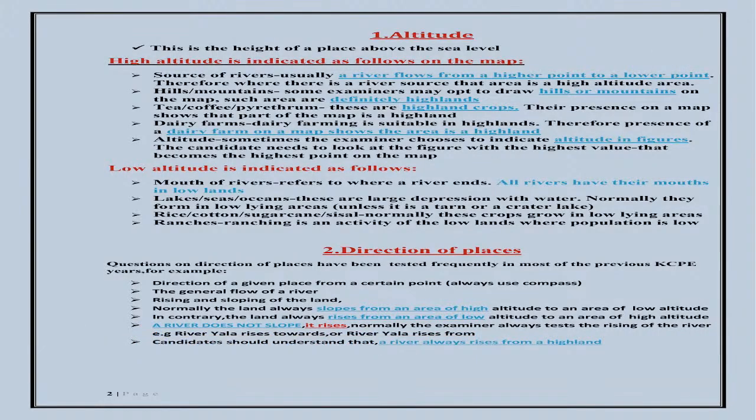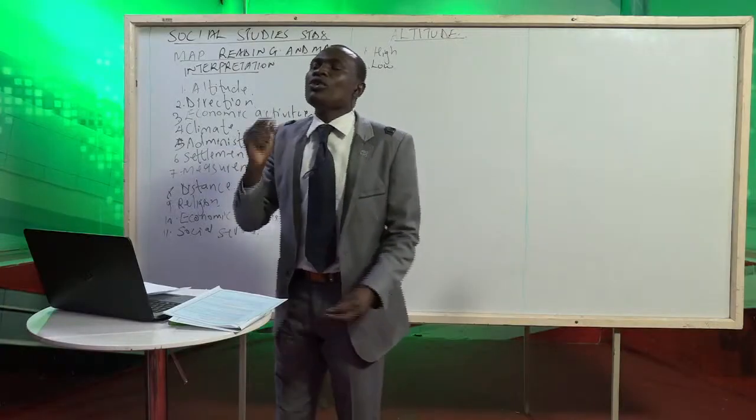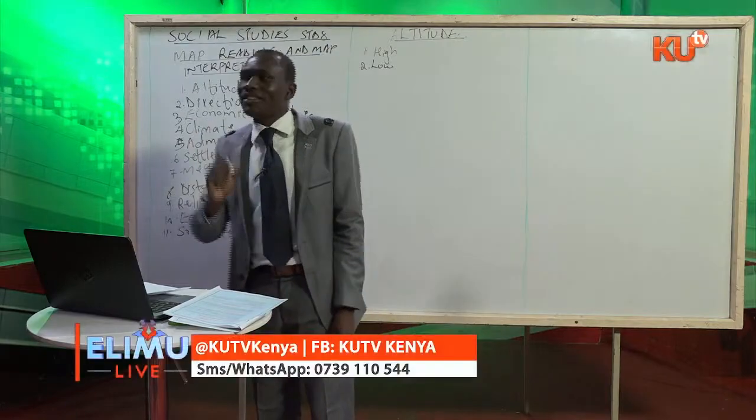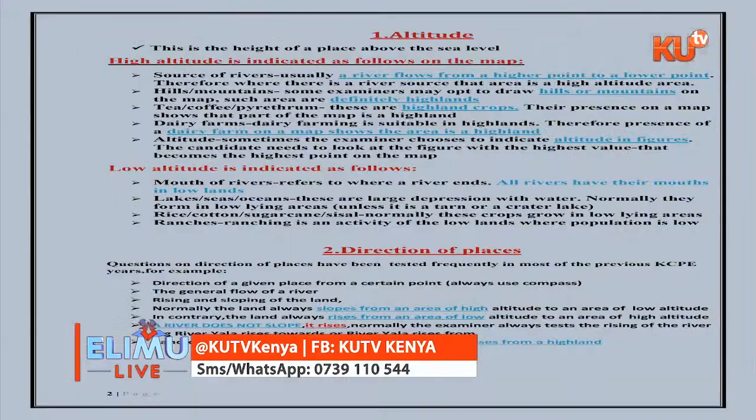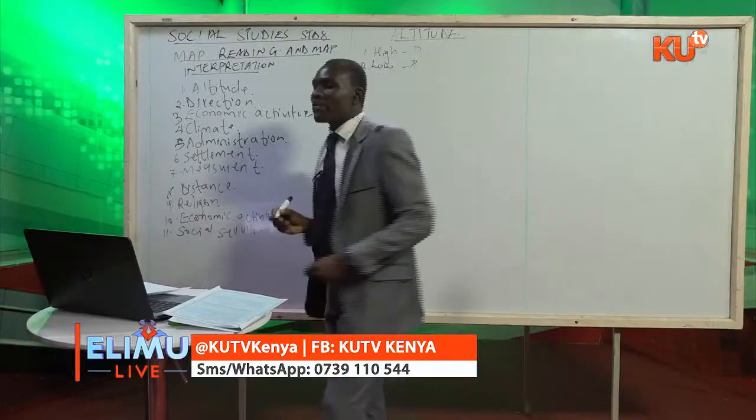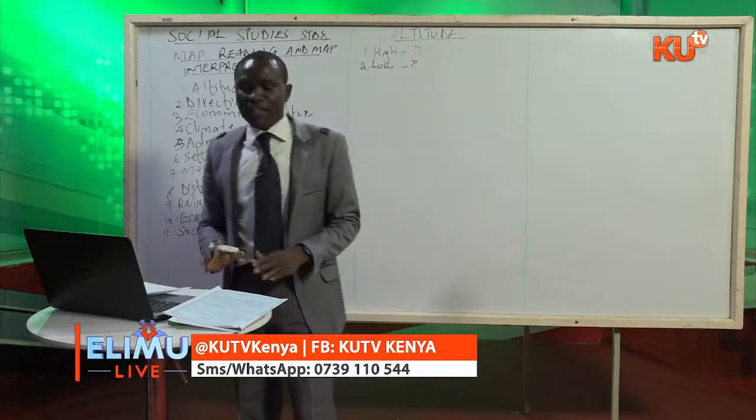In KCPE, you need to know about high altitude and low altitude. These are areas that are commonly tested. Now, on high altitude, what are you supposed to know? How will you know that this is an area of high altitude? And how will you know that this is an area of low altitude? Remember, these are areas that are examined in KCPE.